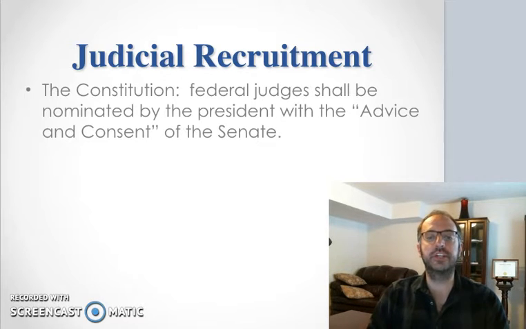Anyone listening to this lecture could become a Supreme Court justice, and even people who don't listen to this lecture could become Supreme Court justices someday. The only requirement, again, is that you're nominated by the President with the advice and consent of the Senate as described in Article 2, Section 2 of the Constitution. The Senate, as a rule, typically confirms presidential nominees to the court, although we've seen that change recently with President Obama's last nomination of Merrick Garland.